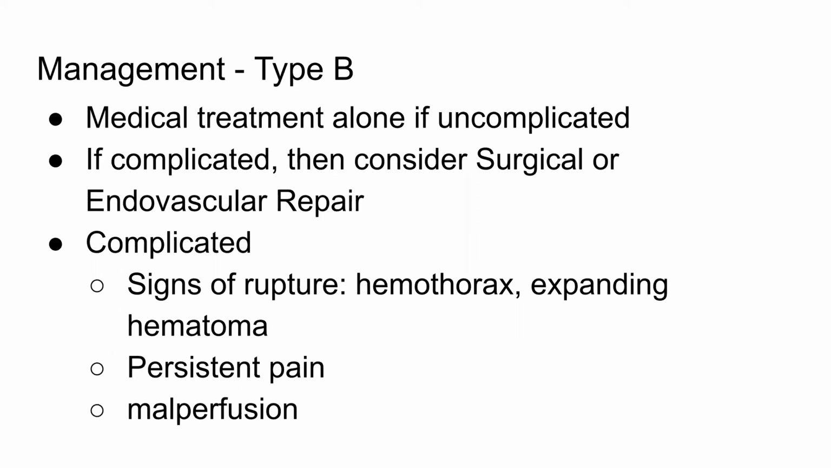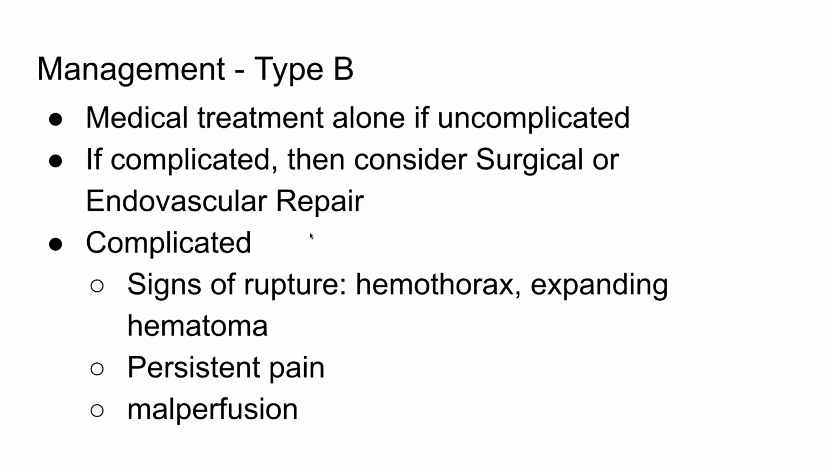If the patient has persistent pain in spite of giving him analgesics, and in spite of controlling the blood pressure, then that would be a surgical indication. Or if the patient starts developing malperfusion, renal ischemia, mesenteric ischemia, and things like that, then you need to intervene.